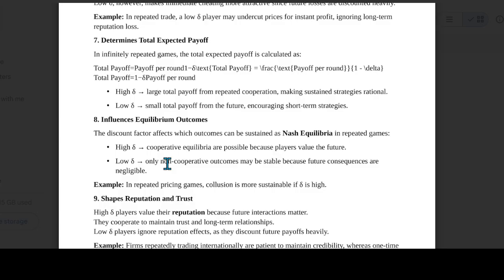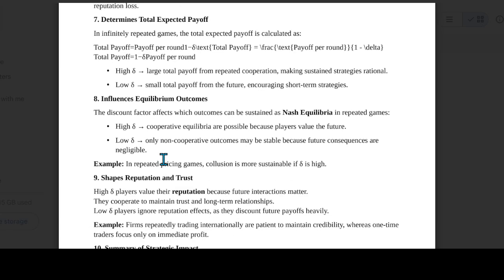Total expected payoff. So basically, a high discount factor may raise the total payoff from repeated cooperation, making sustained strategies rational. Everywhere the writing is about the high discount factor or the low discount factor. It is constantly repeated what happens when it is high and when it is low. A low discount factor is always giving you a loss somewhere, whereas a high discount factor is always giving you profit in the subsequent rounds. These are the different ways it is benefiting you in the long run.